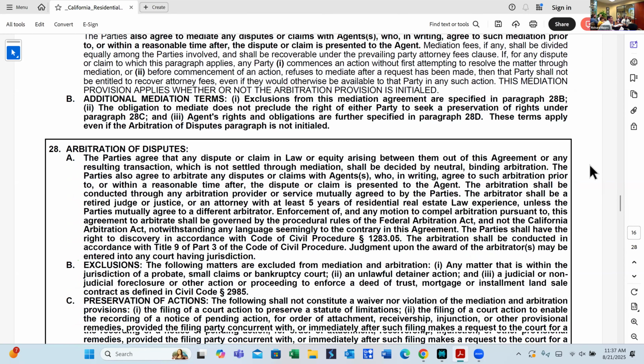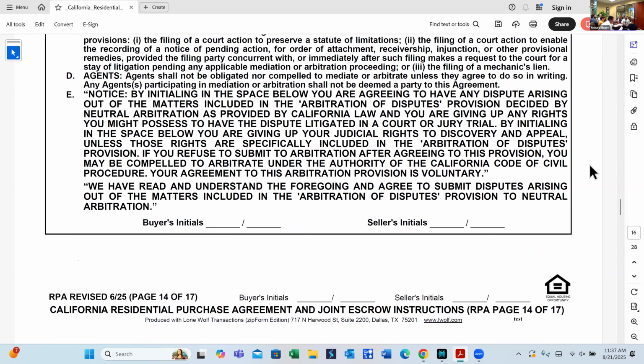In arbitration of disputes, I suggest that all parties initial that. Once again, if all parties to the contract don't initial it, you need to issue a counteroffer. So that will either exclude it or you will specifically state that it's to be included in the purchase contract.